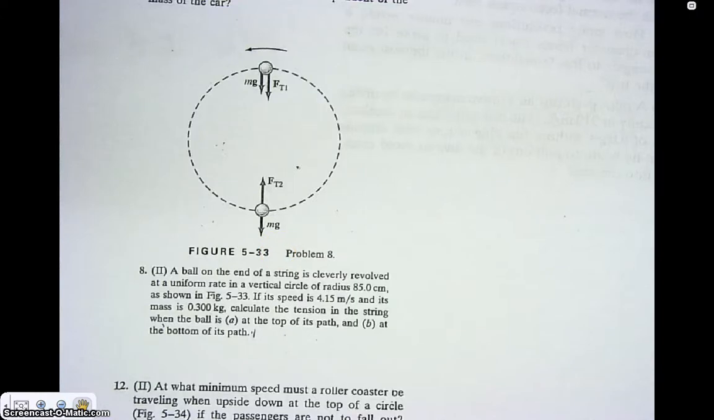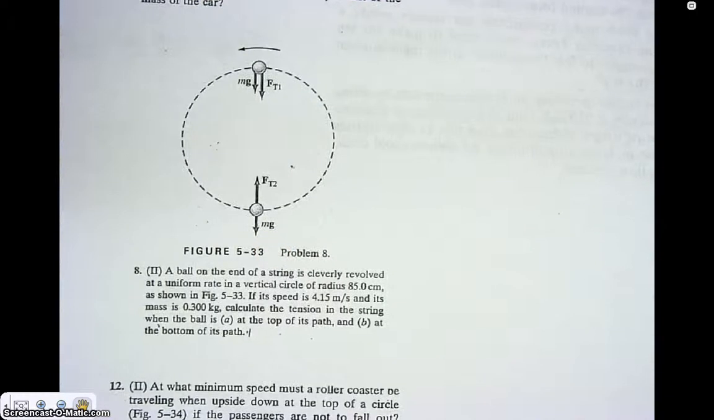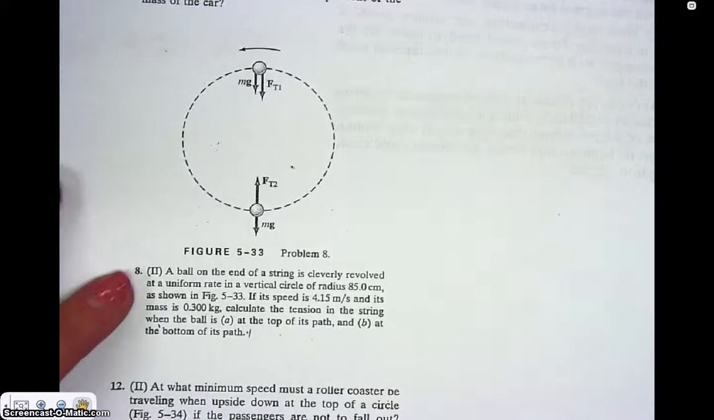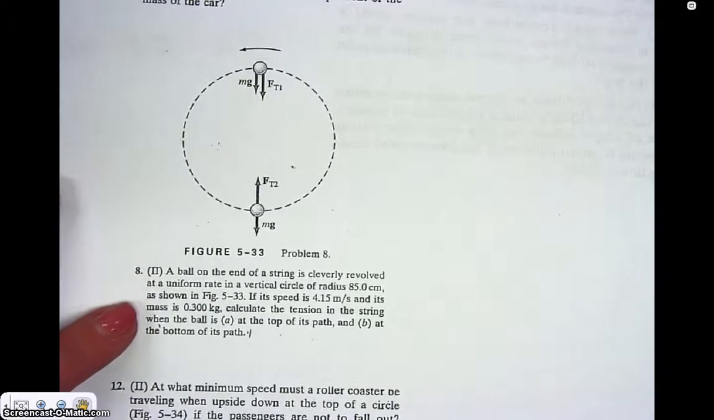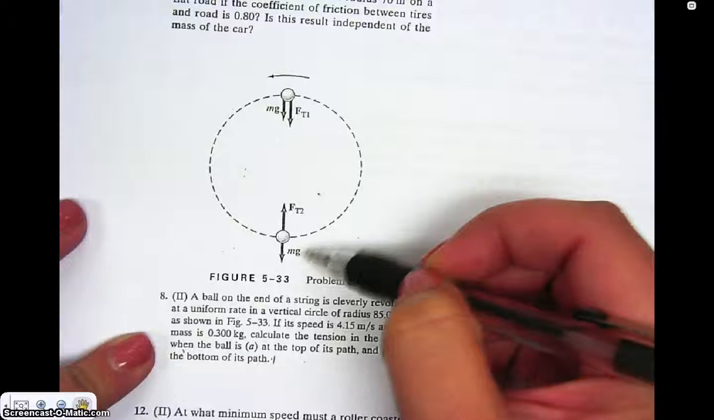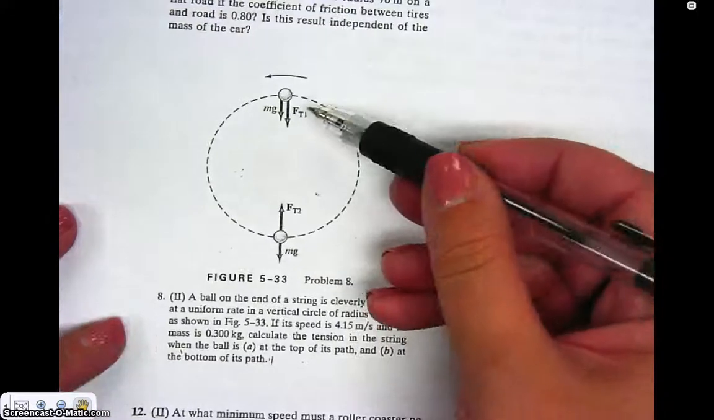In this problem, I'm going to do classwork 3.2, number 8. This is a really good example of just a basic vertical circle problem. So you have a ball, and it's being rotated on a string, and it's in a vertical circle, so we can see the free body diagram here for each situation.